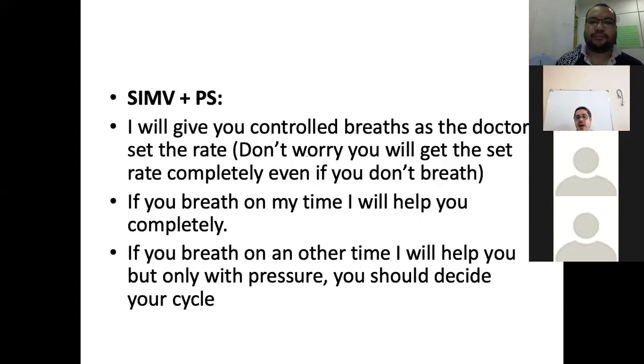Okay. Now SIMV with pressure support, the most common mode used. I will give you controlled breaths as the doctor said, the rate. Don't worry, you will get the set rate completely, even if you don't breathe. If you breathe on my time, I will help you completely. So still the same like SIMV. Now the difference from the isolated SIMV: if you breathe at another time, I will help you, but only with pressure. You should decide your cycle.